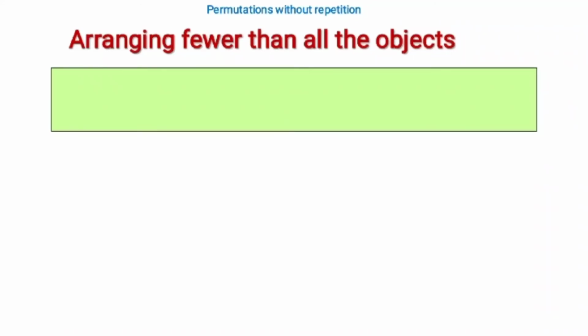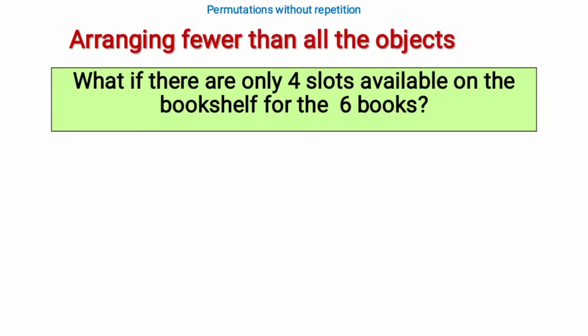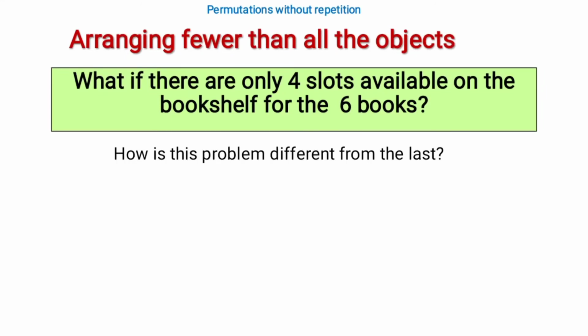Here's a sample question for arranging fewer than all the objects. What if there are only 4 slots available on the bookshelf for the 6 books? How is this problem different from the last?